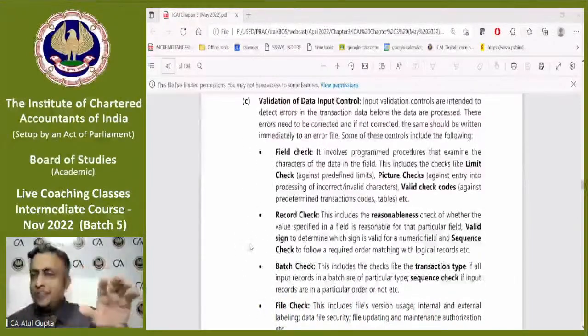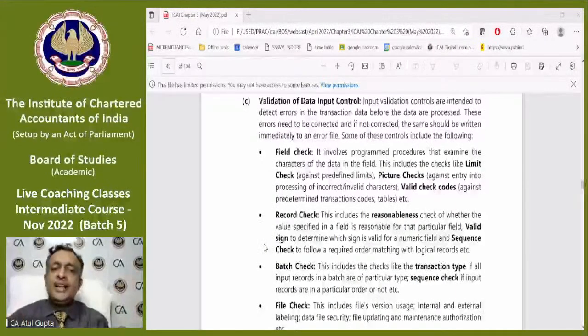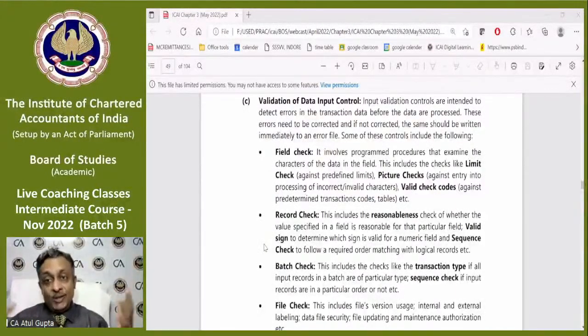So it's a very, very big discussion. All these controls have case laws to do, but I'm sharing the core definitions with you. Okay. Then validation of data input control. So let you answer this question, then I'll come back on this.